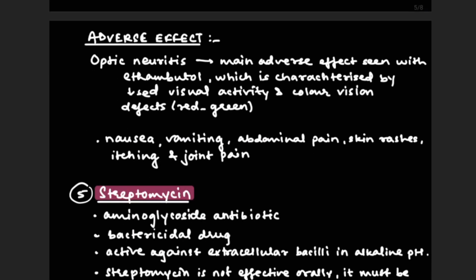So now let's see the adverse effects. First is optic neuritis, an adverse effect which is seen with ethambutol, and this is characterized by decreased visual acuity and color vision defects. So basically red and green defect will be there, as well as nausea, vomiting, abdominal pain, skin rashes, itching and joint pain, this will occur.